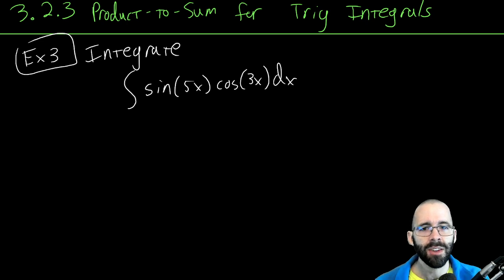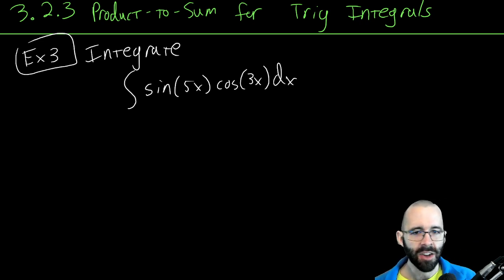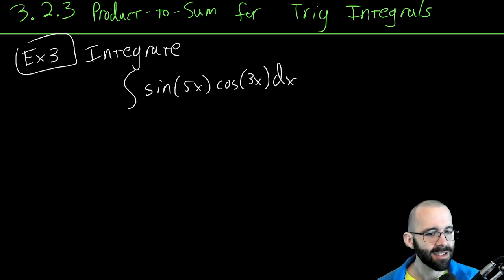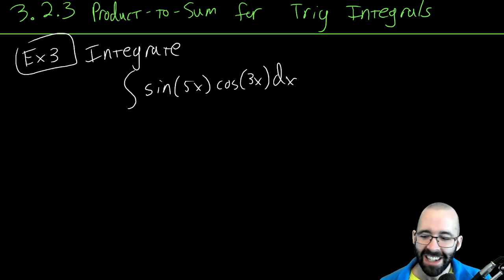We can't do a u substitution where u is sine of 5x, because sine of 5x, cosine of 5x, and cosine of 3x are all very different things. They have different periods. That's the only difference, just the period. But even still, it actually makes it impossible to use the methods that we've already talked about.